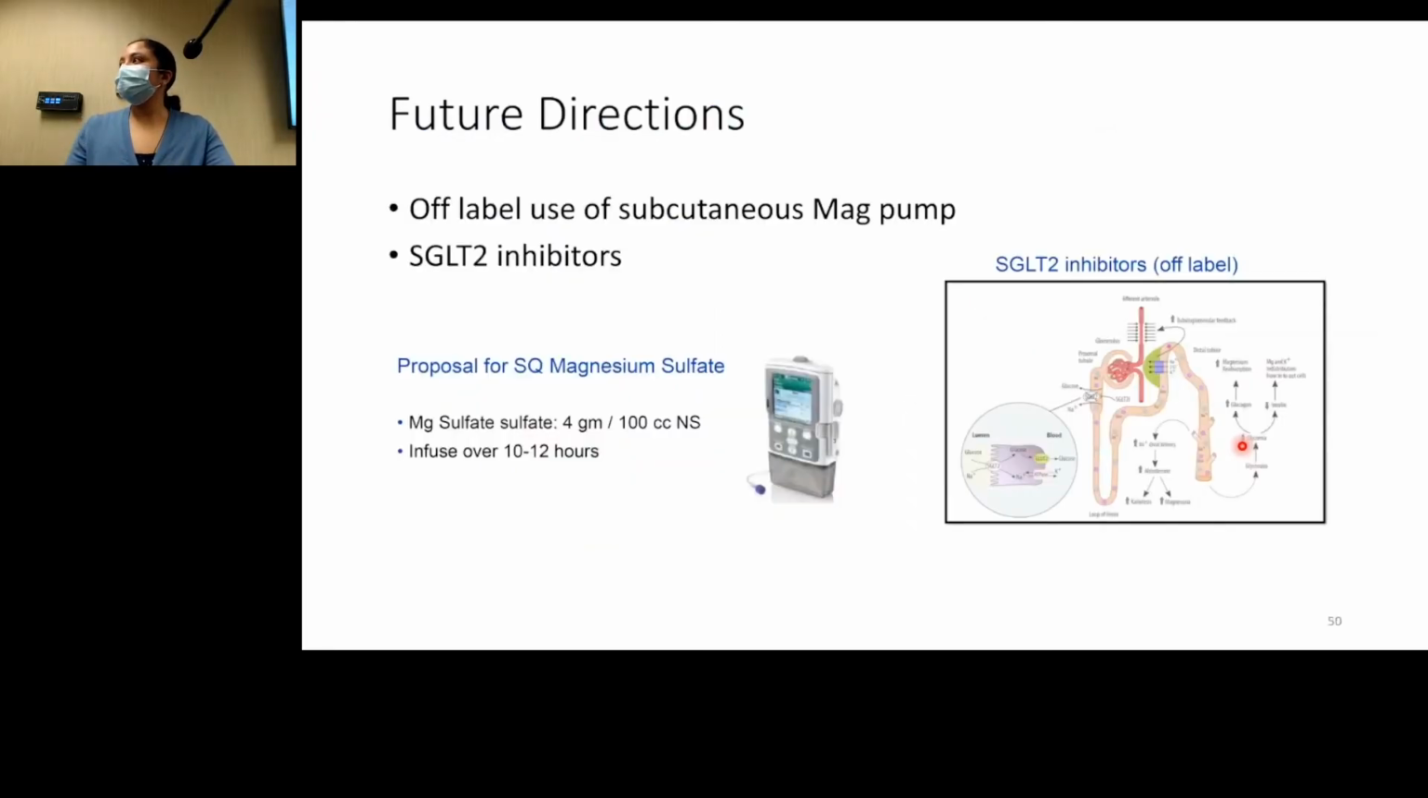And this is some of the future research, which is being currently looked into: off-label use of a subcutaneous MAG pump. This is basically like an insulin pump actually. MAG sulfate 4 grams in 100 cc normal saline is mixed and put in the pump, which can be infused over 10 to 12 hours. And patients basically just wear it. And then SGLT2 inhibitors are also considered to be MAG sparing.